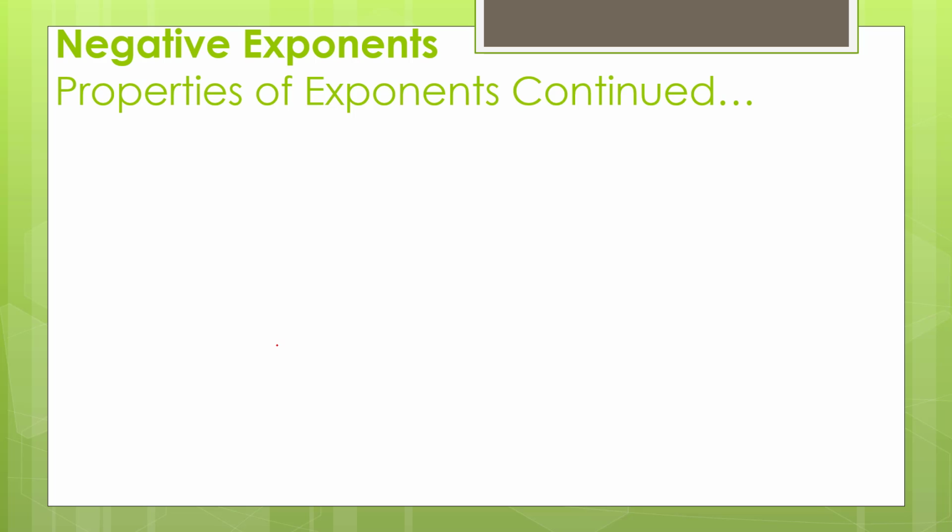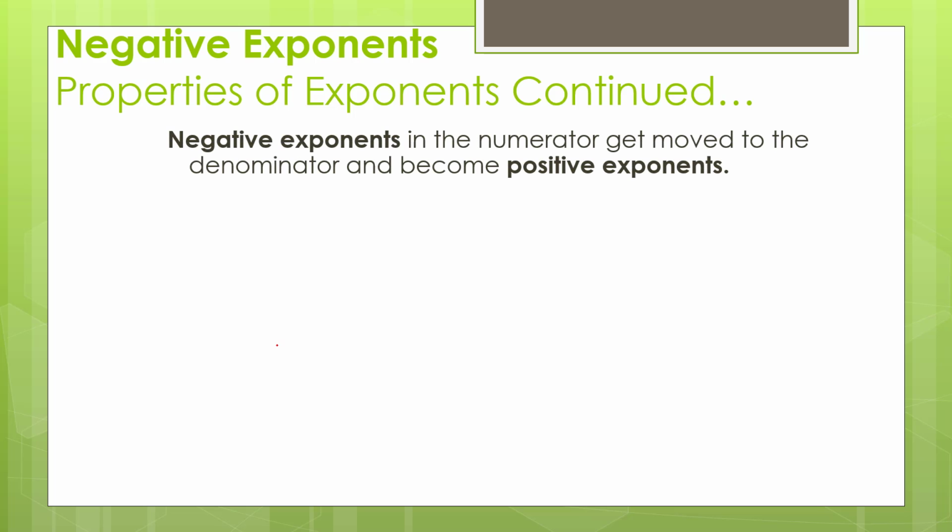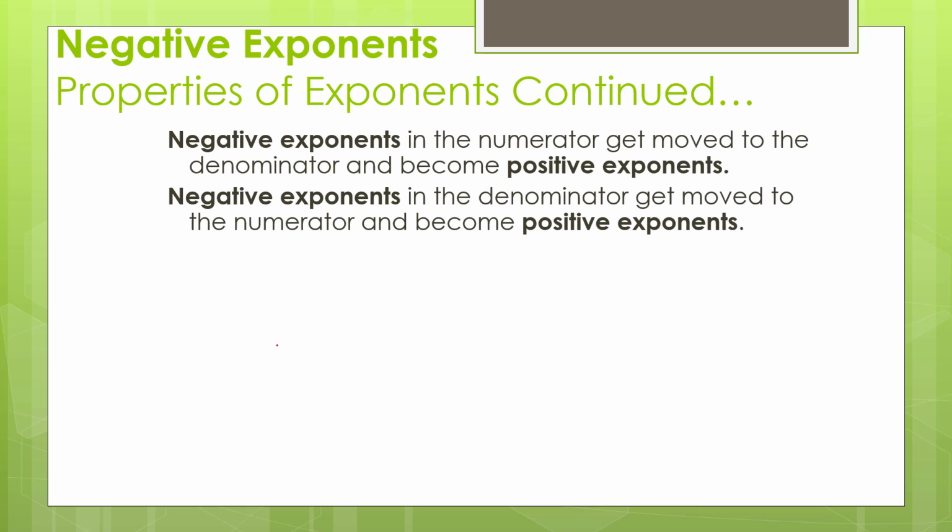Negative exponents. Negative exponents in the numerator get moved to the denominator and become positive exponents. Negative exponents in the denominator get moved to the numerator and become positive exponents.